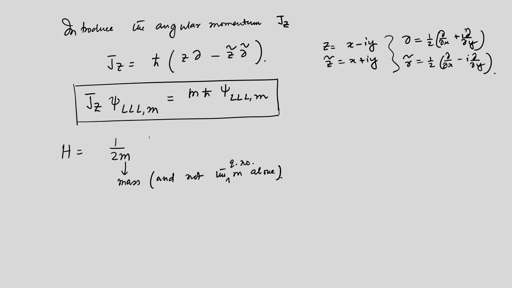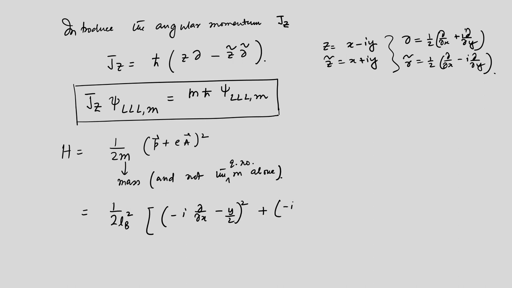All right, this is equal to (p plus eA) squared and so on. And then I can write it in terms of all these things. These are customary, but they are quite important too. So it's 1 over 2 l_B squared times (minus i del/del x minus y/2) squared plus (minus i del/del y plus x/2) squared.